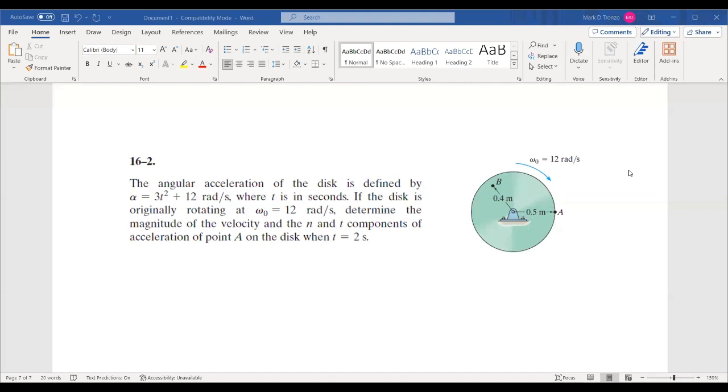Next, we're going to look at this problem, 16-2. The angular acceleration of the disk is defined by alpha equals 3t squared plus 12 radians per second. Actually, I think that's a misprint. I think it should say radians per second squared, where t is in seconds. If the disk is originally rotating at omega naught equal 12 radians per second, determine the magnitude of velocity and the n, which is the normal, and the t, tangential, components of acceleration of point A on the disk when t is 2 seconds.